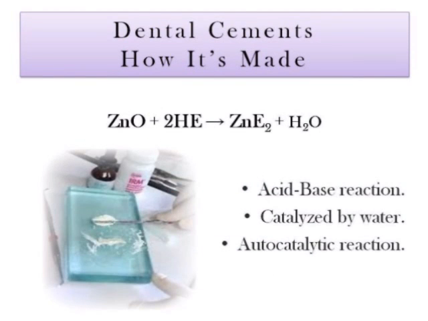Zinc oxide eugenol is a material created by the combination of zinc oxide and eugenol, which can be found in the oil of cloves. The reaction is catalyzed by water and is accelerated by the presence of metal salts. It is an acid-base reaction where zinc oxide acts as the base and eugenol as the acid, which results in the formation of zinc eugenolate chelate salts and water.